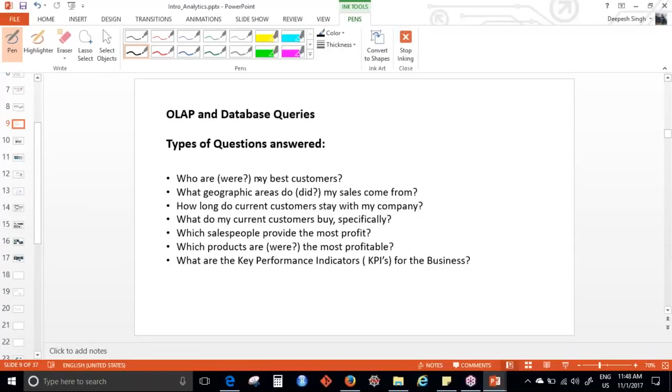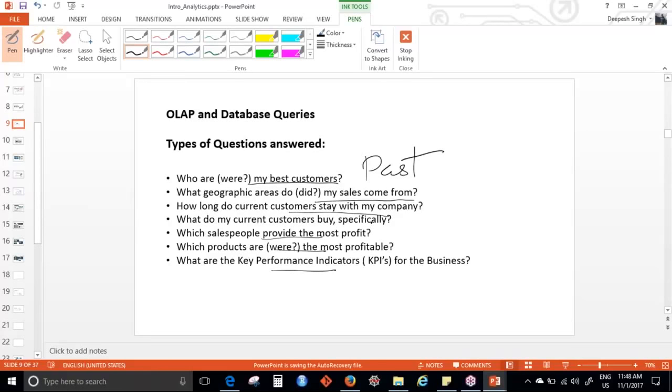Let's say a telecom company wants to know who were its best customers. It will look at the past data and find out which customers paid the maximum bills. Those were the best customers, right? Next would be, which geographic areas did my sales come from? Let's say Airtel wants to know which area is doing better. Is the Karnataka circle doing better, or which circle is doing better? They could know that from the past data. Then companies want to know how long customers stay with the company, again looking at the past data. All these questions can be answered by looking at the past data.